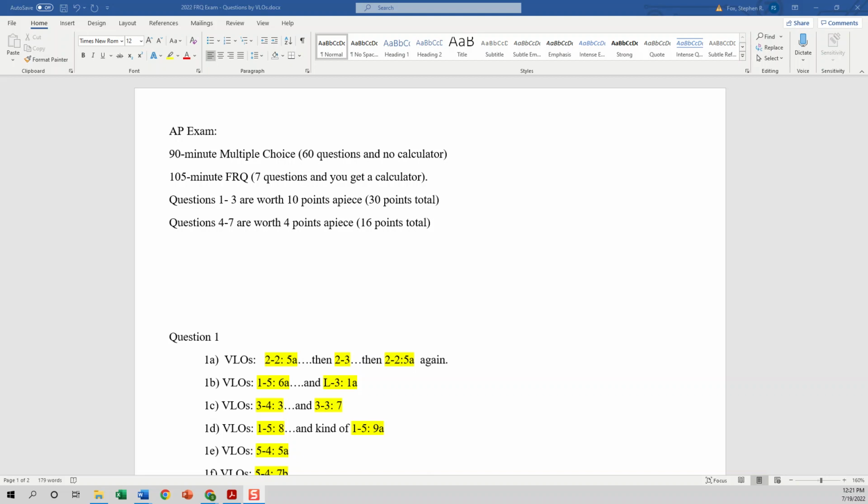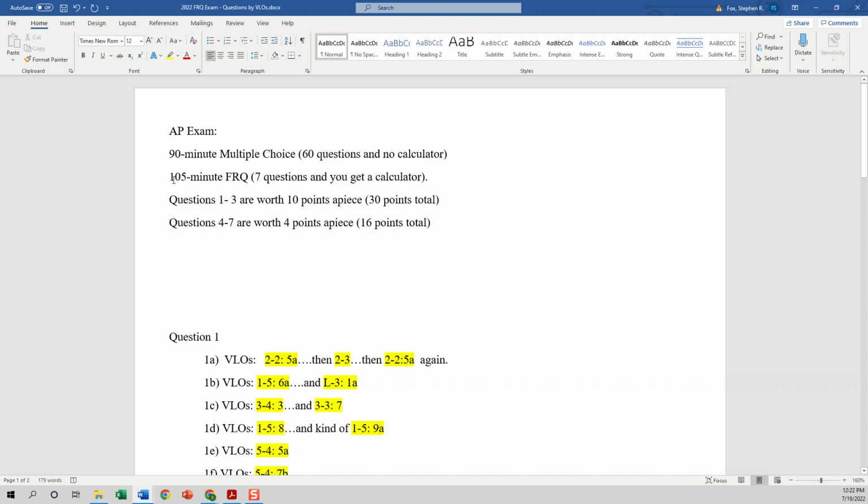Okay, everybody. So we're going to continue with our going through the free response from the last AP Chemistry exam and showing you the visible learning objectives that go into each question. But I just want to review where we've gone. So we've done questions 1 through 3.